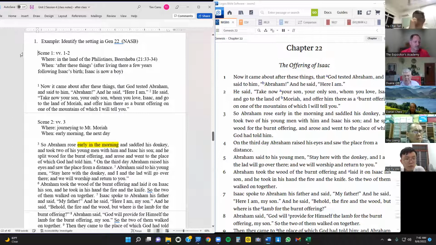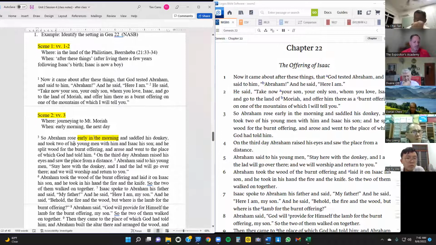Okay, good. Let me just highlight. So scene 1 is a very short scene. It's just verses 1 and 2, where God tells Abraham to sacrifice his son in Mount Moriah. Then verse 3 begins the next scene where Abraham gets up early and begins to go.